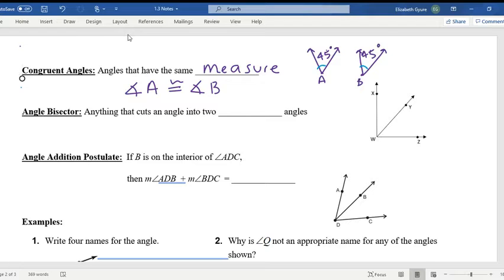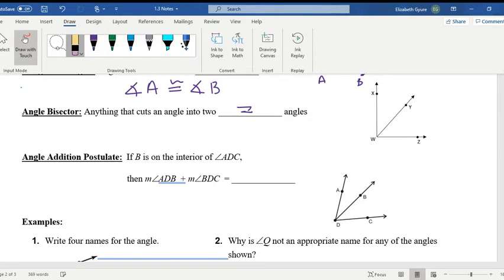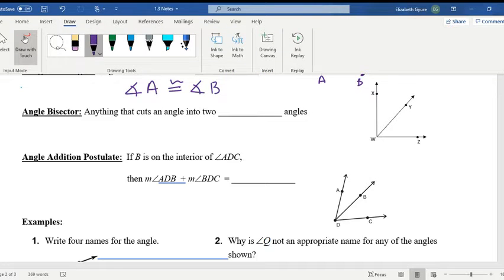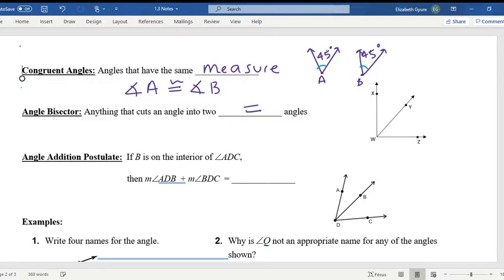An angle bisector. When we dealt with a segment bisector, it went through the midpoint. Angles don't have midpoints. So an angle bisector is simply going to cut our angle in half. So it is anything that cuts an angle into two congruent angles. And I'm just going to use my symbol here because we have to get used to our symbols. So remember, your congruent symbol is the equal with a little squiggle above it.